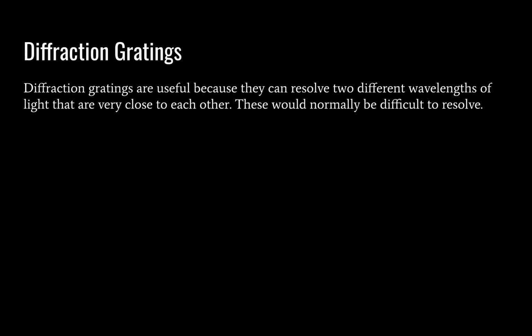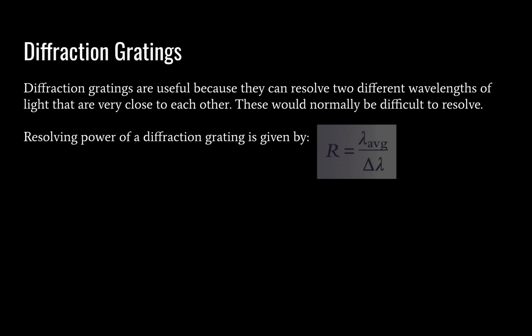Diffraction gratings. So we use diffraction gratings because those very narrow peaks that we see are really useful for resolving different wavelengths of light that are very close to each other. Under normal circumstances, this would not be easy. So the resolving power of a diffraction grating will be given by R, which is equal to the average wavelength divided by the change in wavelength. Note that resolving power is going to be unitless. Our units will cancel out.